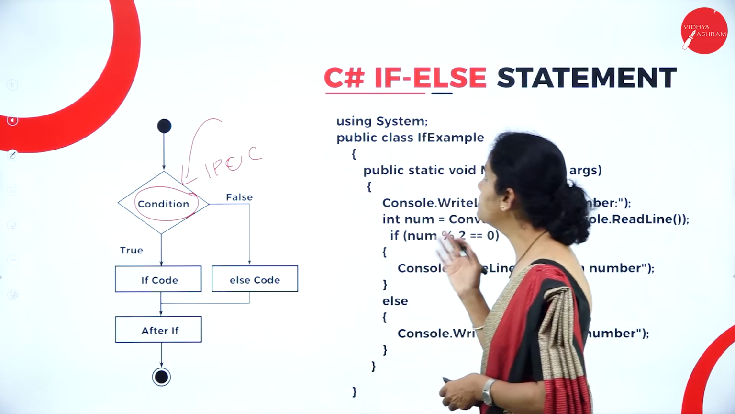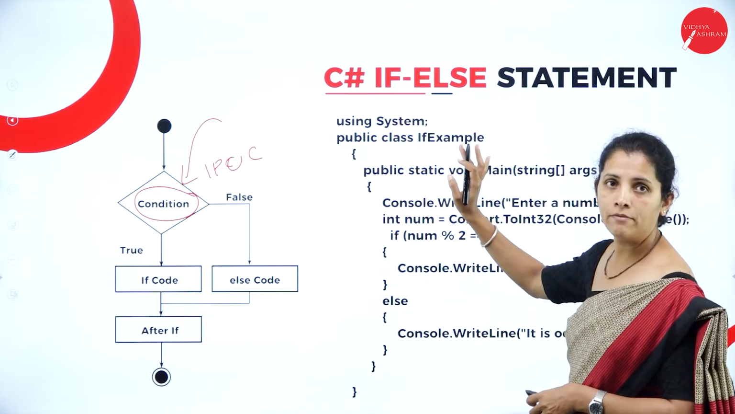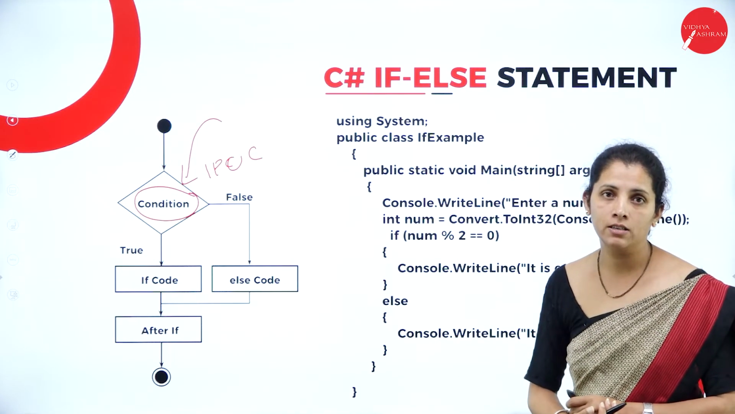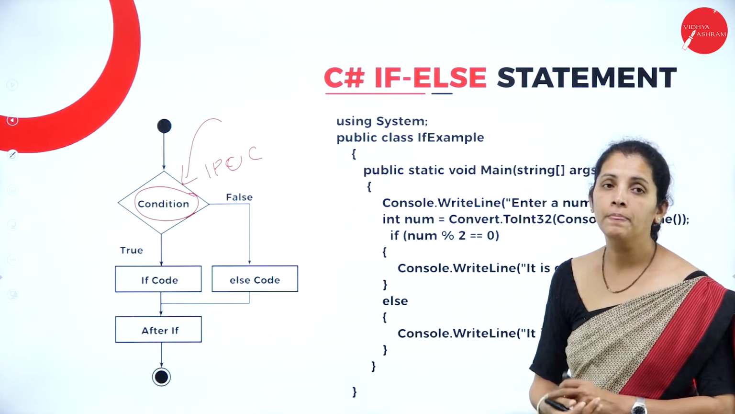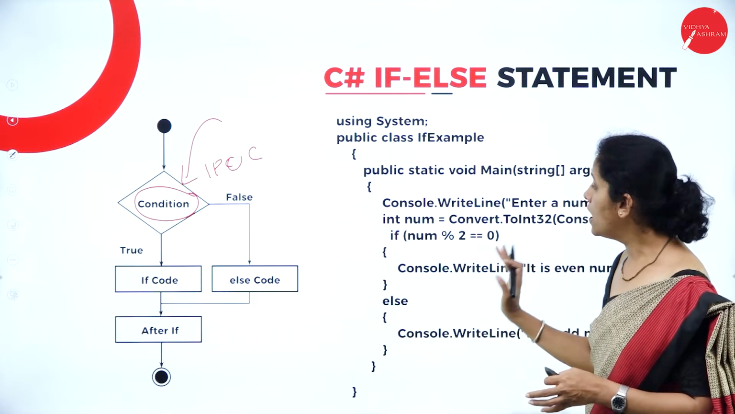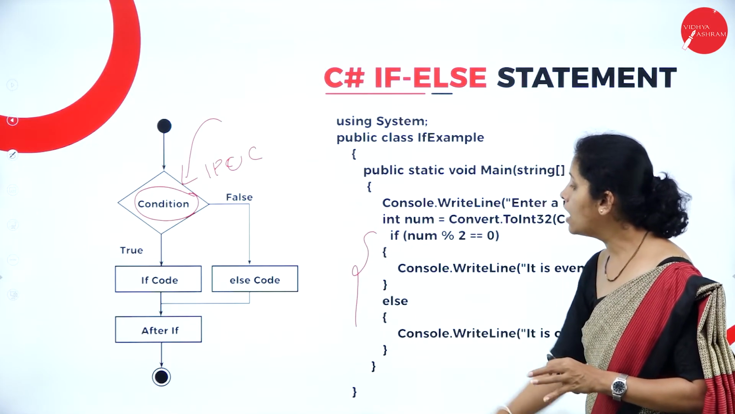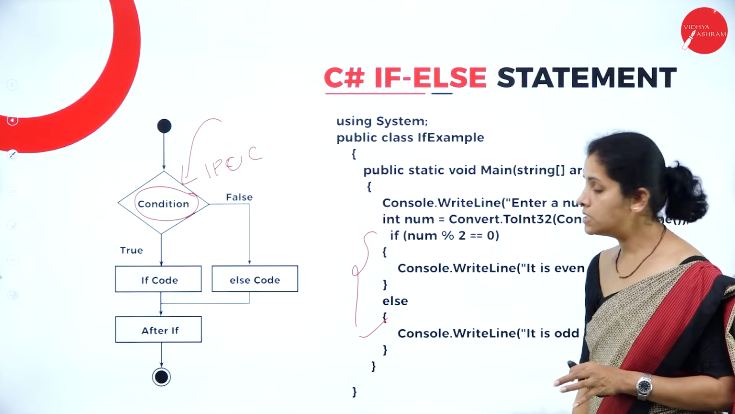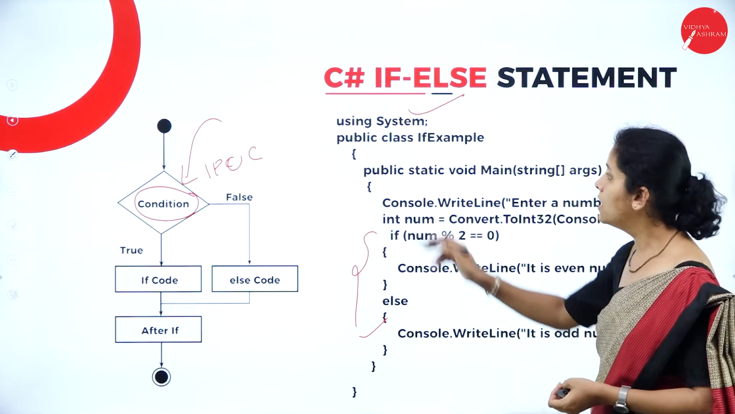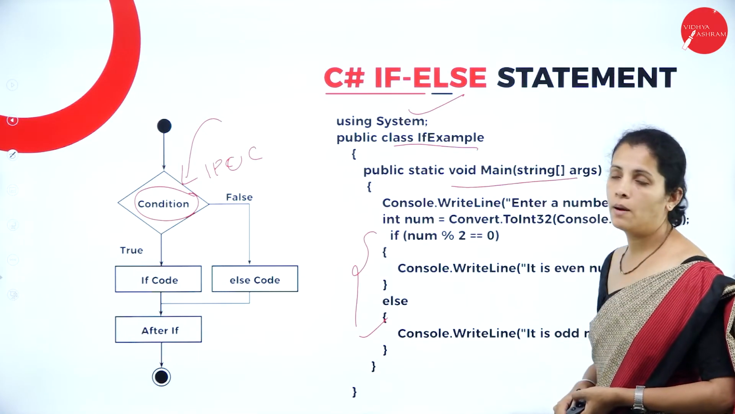Now, dear student, let me consider a simple example here. I have the same program that I have discussed, but here the condition is different. Previously, I had only the if condition, but here I have the if-else condition. So I have the same program, same replica, but the only difference is that I have one more statement which is written in the else part. I have using System, the same class name, and the Main method.